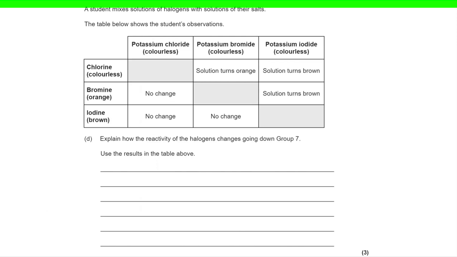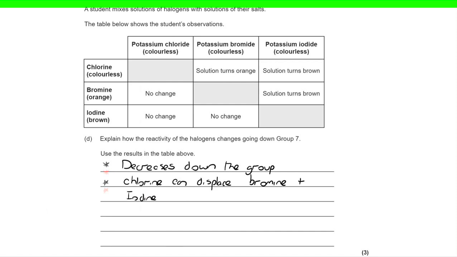On to part D. How can this show what the trend in reactivity is down group 7? Well, first of all, what is the trend? We need to remember that reactivity decreases down the group. Fluorine is the most reactive. Now, this is not asking why in terms of electronic structure. This is asking you to use the data in the table.